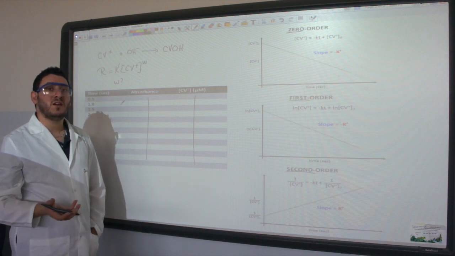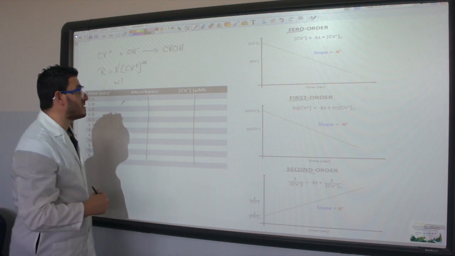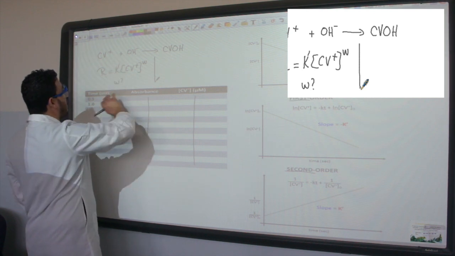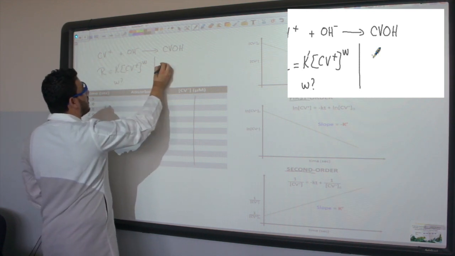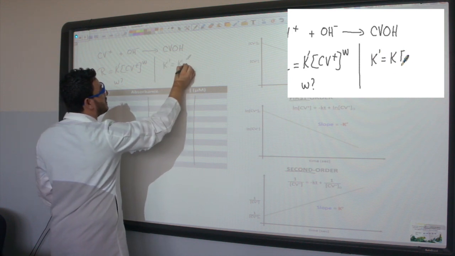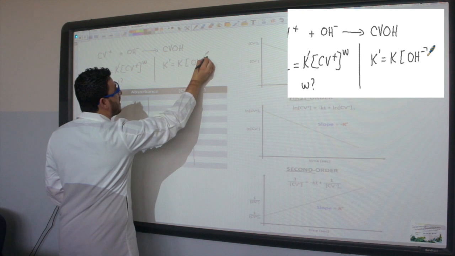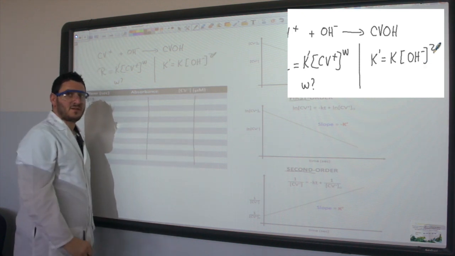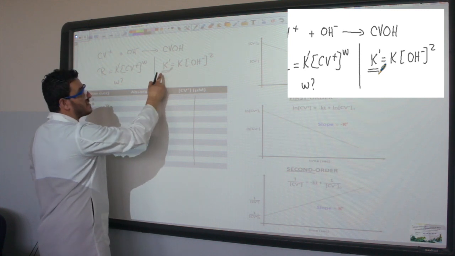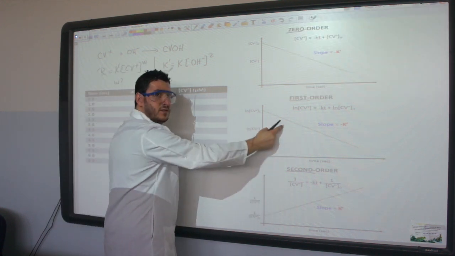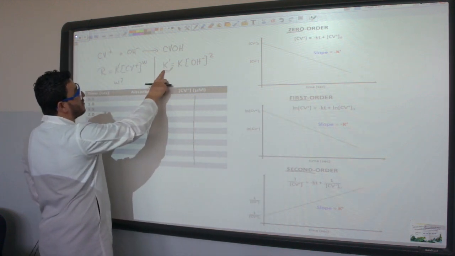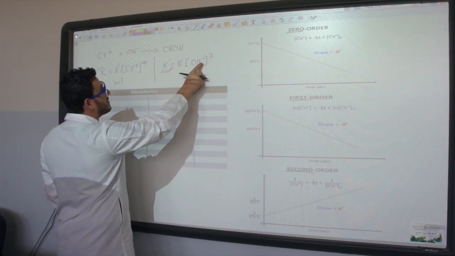Now, what I was saying earlier about determining the rate order for the OH minus, because remember, R is equal to K prime. What did we say K prime is? It's equal to K multiplied by the concentration of OH minus to the power of Z. Now, how can we determine K prime? It's the slope. Okay? So you can determine it from the slope. Now, how can we determine Z?